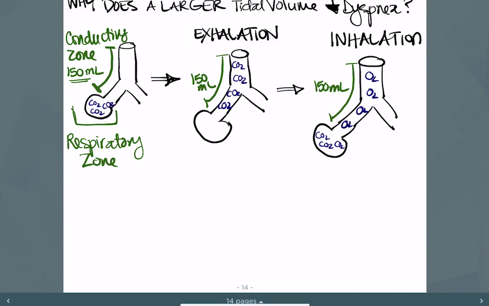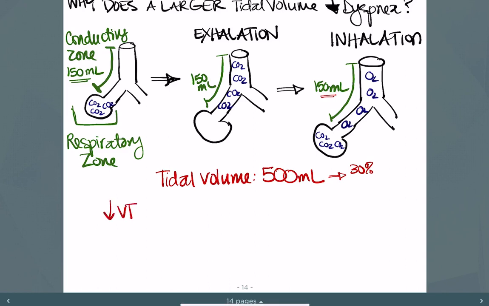So if your normal resting tidal volume, not during exercise, is around 500 milliliters, and 150 milliliters of that tidal volume is dead space air, you're basically moving about 30% of your volume as just dead space air. What if you decreased your tidal volume? Oh, that's kind of messy.